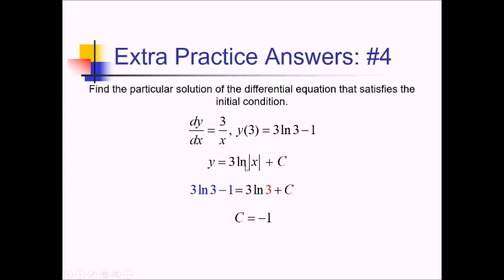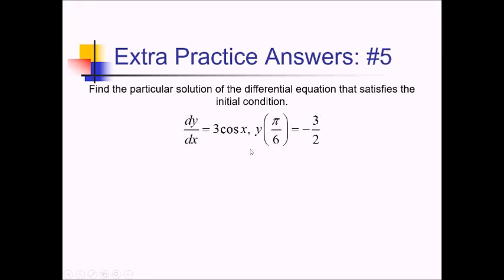So now rewriting this stuff up here, I also have to resolve this absolute value. So if x is 3, then that means x is positive. So that means I'm taking the absolute value of a positive, which is kind of a waste of an absolute value. So we don't actually have to write absolute value anymore. We can just write this as y equals 3 ln of x with no absolute value. And then don't forget the c value, which is now negative 1.